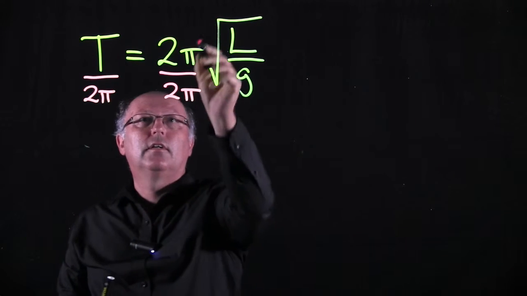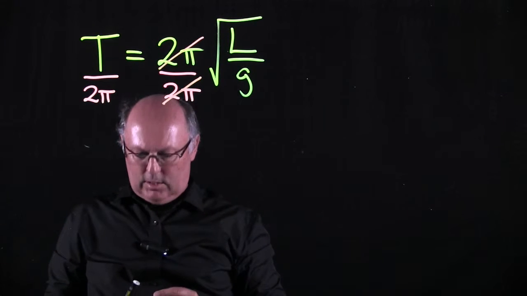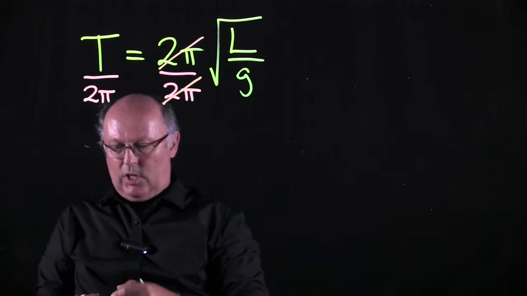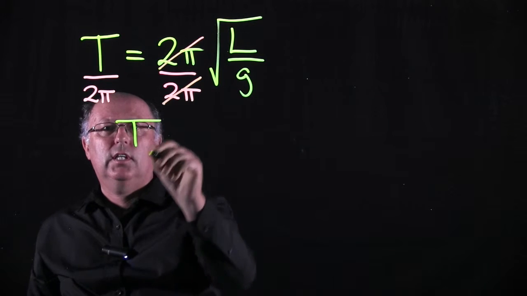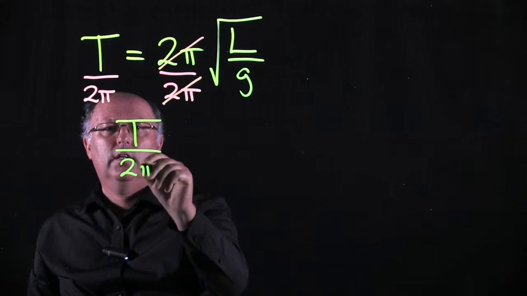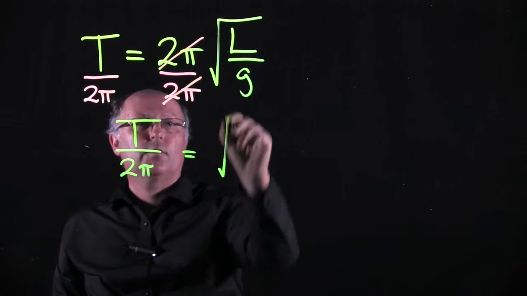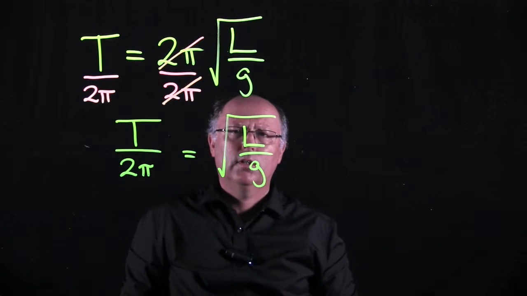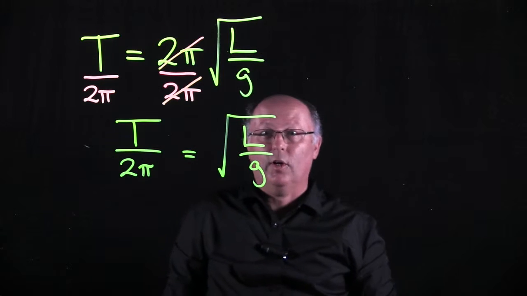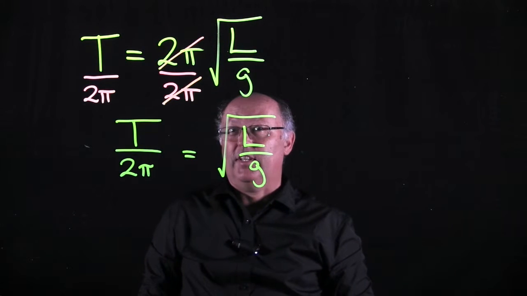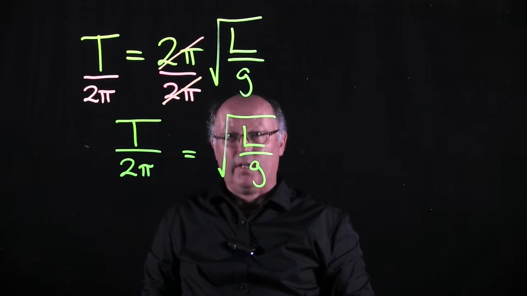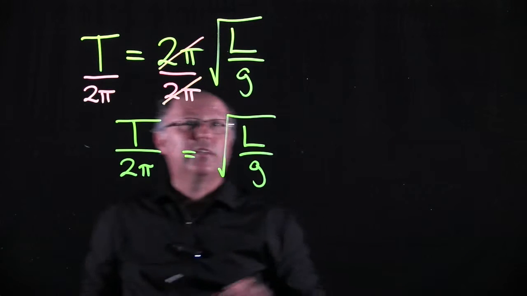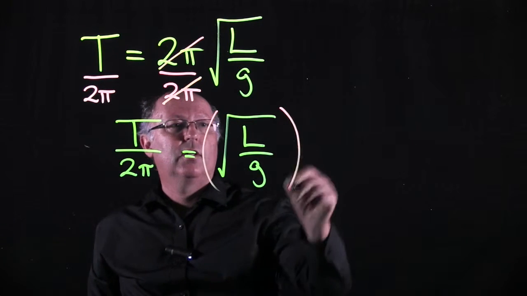On the right we cancel out the 2 pi and we've reached t over 2 pi is equal to the square root of L over G. To get rid of a square root we have to do the opposite thing. The opposite thing to square rooting is squaring. So now I'm going to square both sides of the equation.